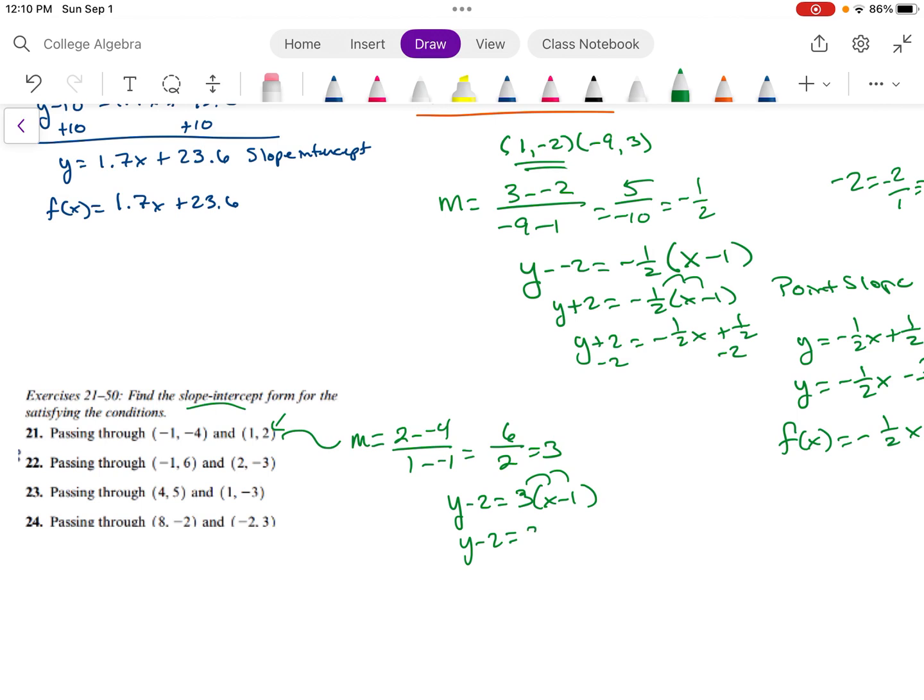Distribute: y minus 2 equals 3x minus 3. Now bring the 2 across by adding. y is equal to 3x minus 1. And there's what I'm looking for as the answer in slope intercept form.